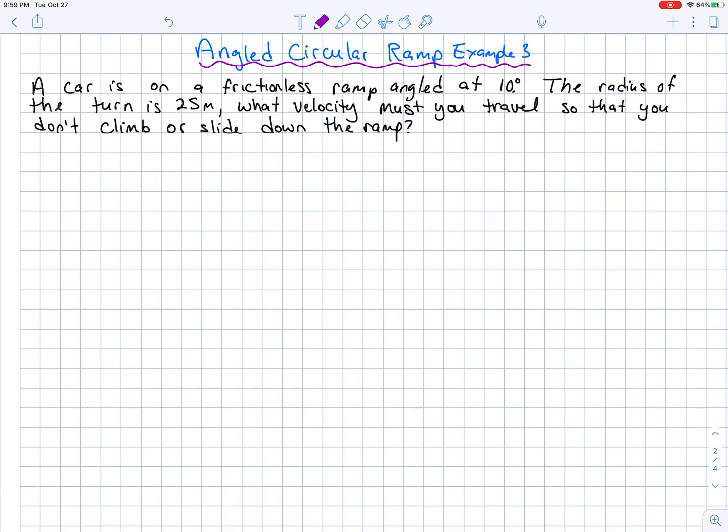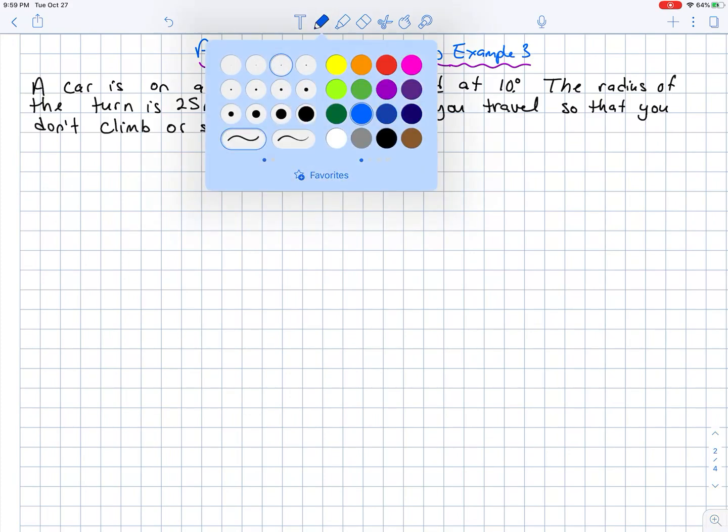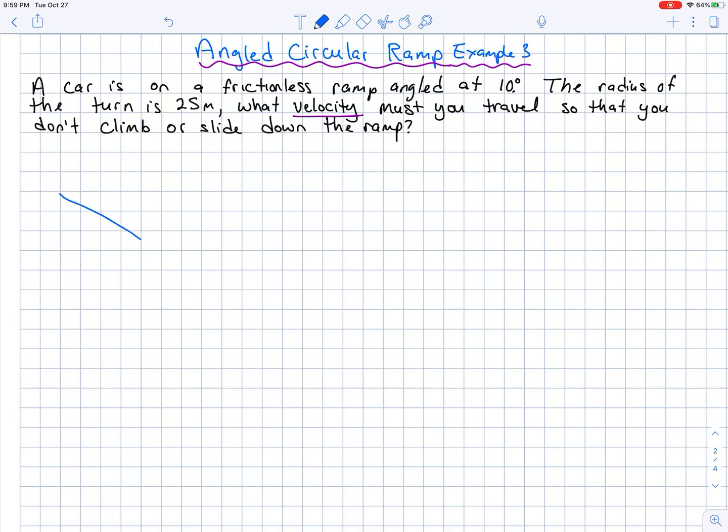Before, we've been given a velocity and we've assumed that there's no vertical climb or slide. In this case, we're looking for the velocity that makes sure that we don't. So we're looking for velocity, and we don't have any units to convert. So we go to our second step, which is to draw our free body diagram.